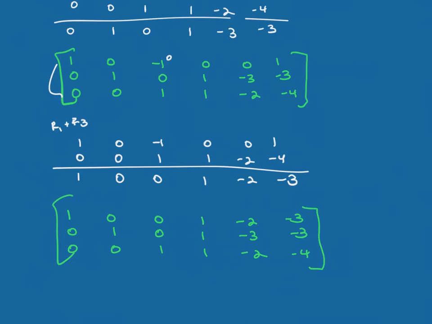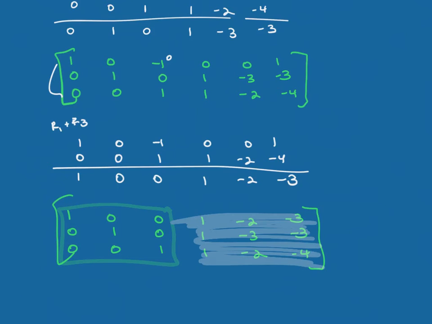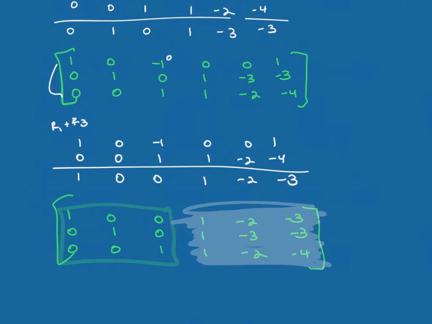And as soon as this left side is in my diagonal of 1s with the 0s above and below, I'm done. And the right side is the answer. So this would be the inverse to A. 1, -2, -3, 1, -3, -3, -2, -4. So just that part of it is the inverse. And again, if you had extra time, which I'm not sure you will, you could check this answer by multiplying your original by this and getting all that 1, 0, 0, 0, 1, 0, and 0, 0, 1.